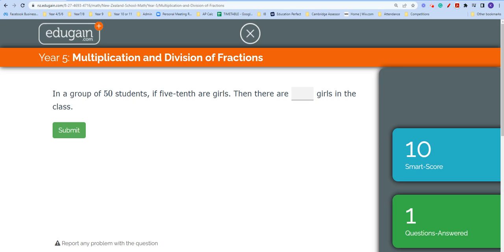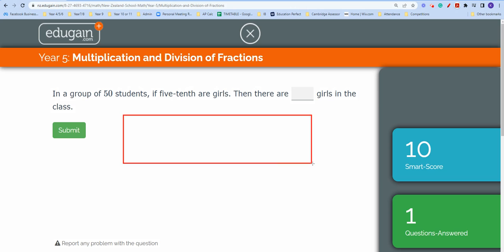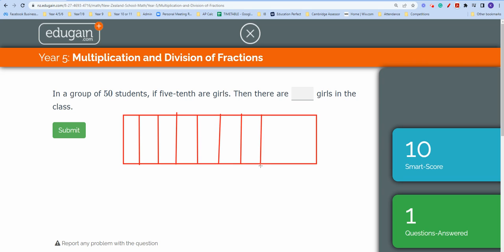You got 50 students, right? So you got 50 students, which is the total size. Okay, and they're saying that 5 tenths are girls, right? If 5 tenths are girls, that means if I divide it into 10, so that's 1, 2, 3, 4, 5, 6, 7, 8, 9, 10, right?